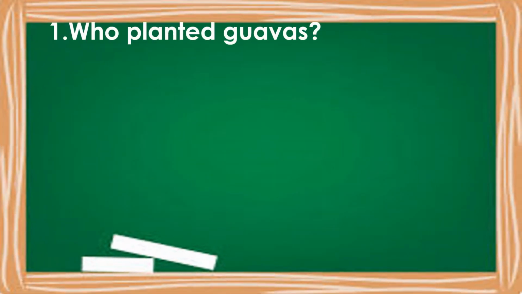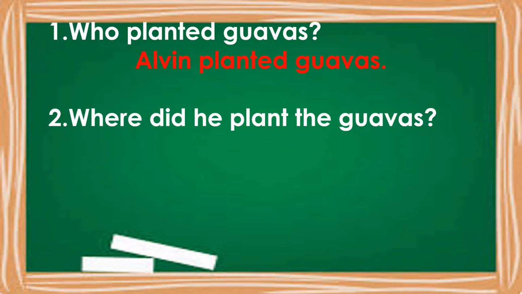Number 1. Who planted guavas? Correct. Alvin planted guavas. Number 2. Where did he plant the guavas? Yes, your answer is correct. He planted guavas in their farm.